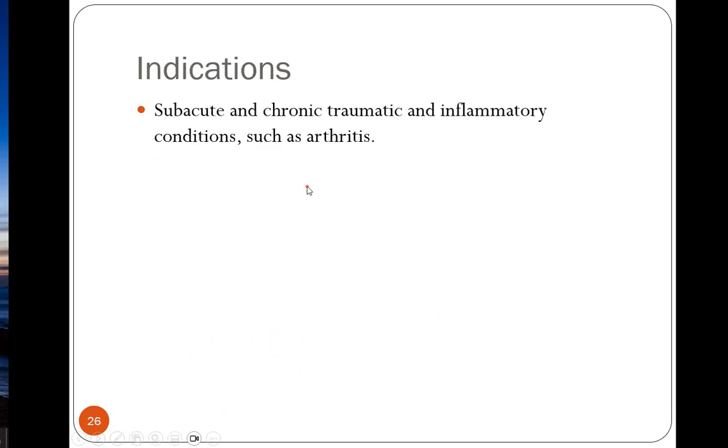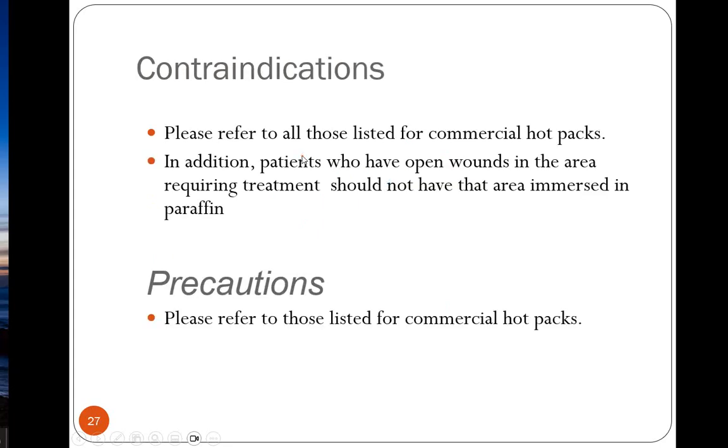It's used for subacute and chronic inflammation, just like hot packs again. For example, arthritis is a classic condition. Chronic arthritis, you could use a paraffin bath for the hand and the feet. It's very effective. It is contraindicated in cases just like commercial hot packs, and those would be if the clients have fever, cardiac issues, like we've outlined earlier, clients with peripheral vascular diseases, for example, malignancies, etc.